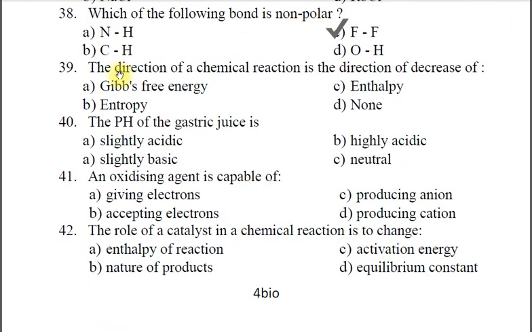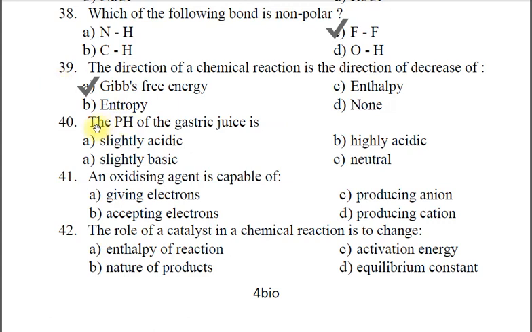Next question, number 39. The direction of a chemical reaction is the direction of decrease of: A, Gibbs free energy, B, entropy, C, enthalpy, D, none. And again a very simple question, and the answer, I know you have guessed it correctly. Yes, the answer is option A, Gibbs free energy. For every spontaneous reaction, when the reaction proceeds further, there is a decrease in the Gibbs free energy.